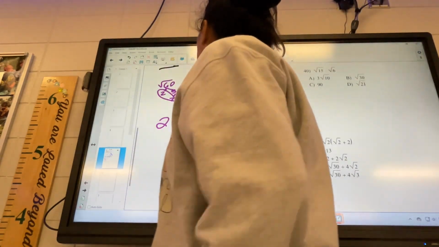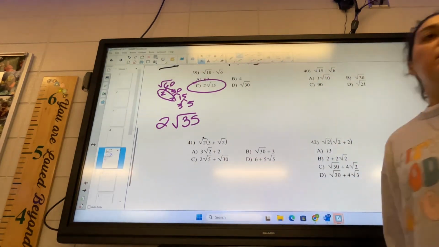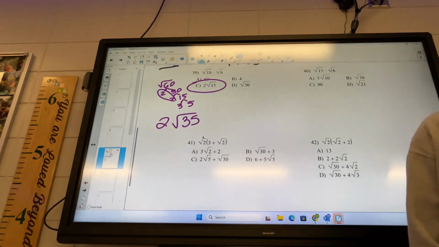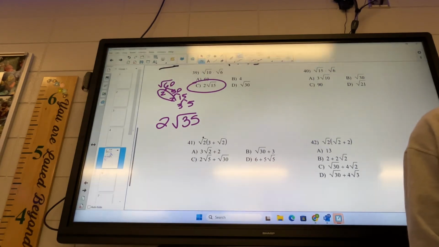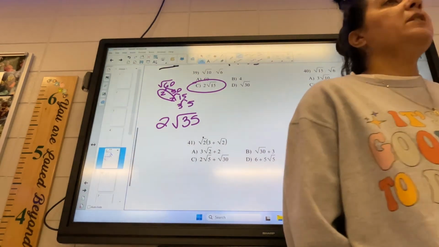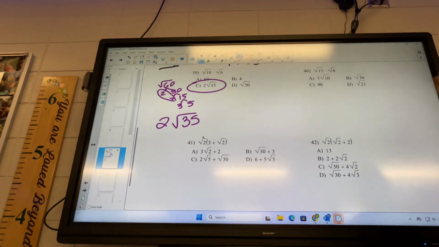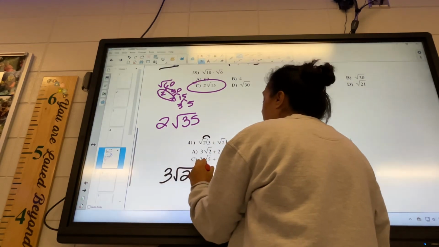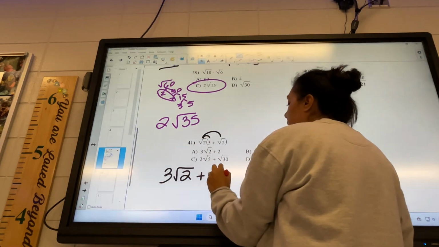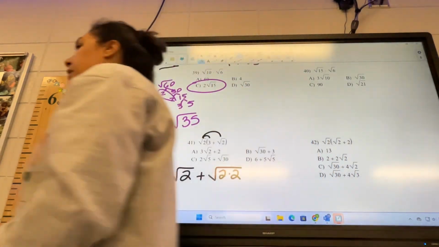Okay, 41, you gotta distribute. Is this one an outside or inside piece? Inside. What about the 3? Outside. Square root of 2? Inside. Okay, inside pieces go with inside pieces, outside pieces go with outside pieces. So for this first part, it's gonna end up being 3 square root 2, plus the second part is gonna be square root 2 times 2, because you got 2 now underneath.